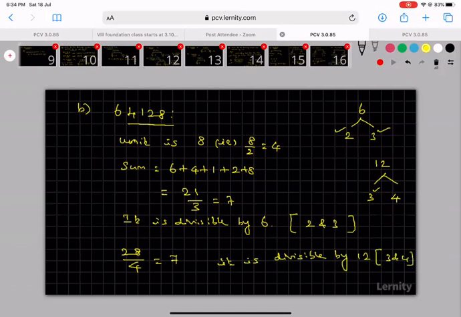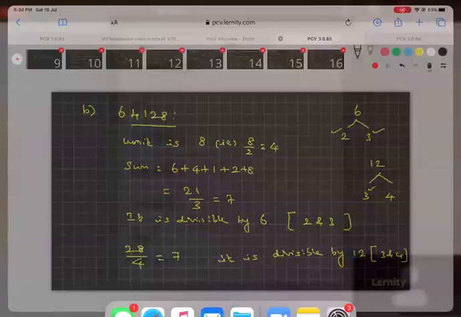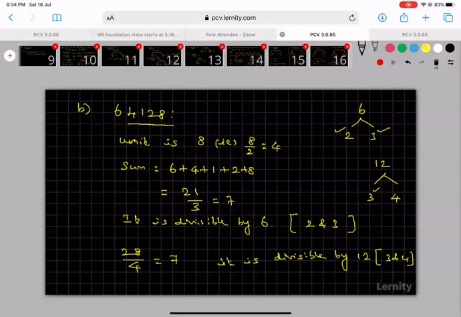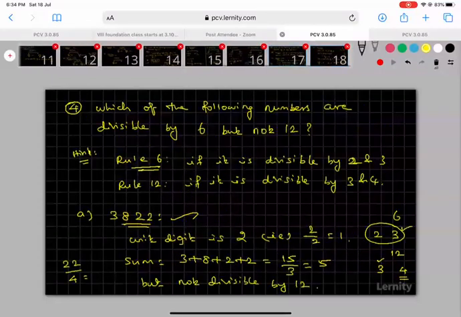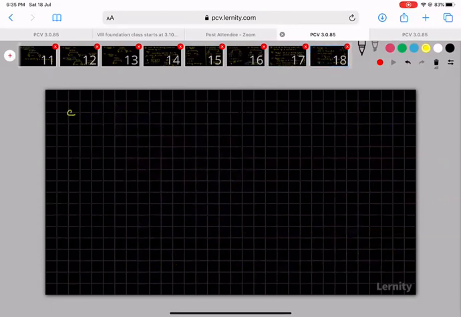Any doubt? Okay, very good, sir. I will move to the next slide. The question asks for divisible by 6 but not divisible by 12. Here the number is divisible by both 6 and 12, so it is not an answer. So I will move to problem C.